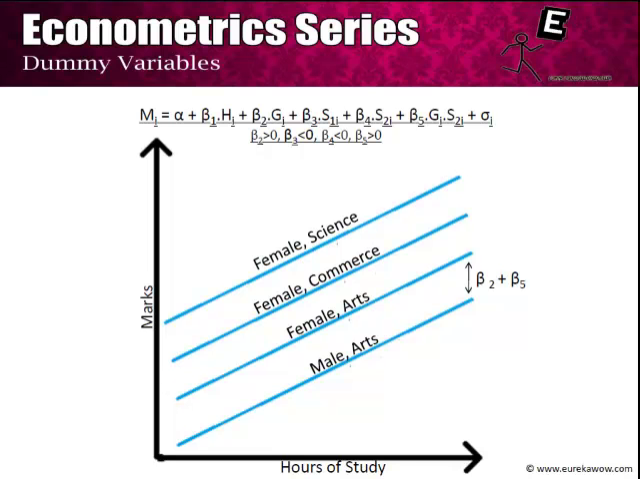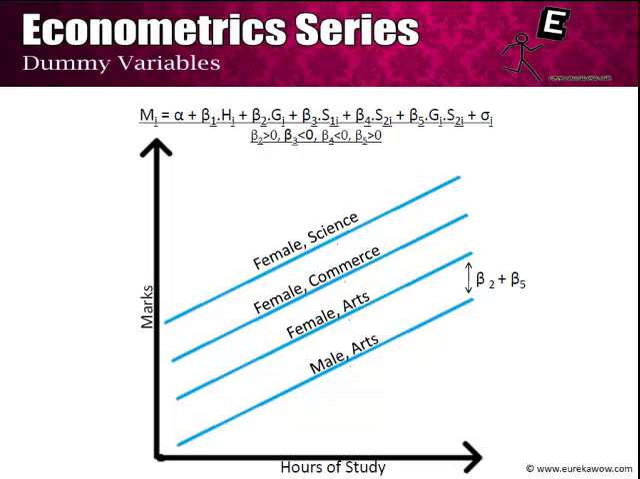When we show it graphically, there will obviously be 6 lines because there are 2 categories for gender, 3 categories for stream, and hence 6 categories for a combination of gender and stream. We choose to show only 4 of them. First, female science students. Second, below that is the female commerce students because beta 3 is negative. Below that is female art student because beta 4 is negative.